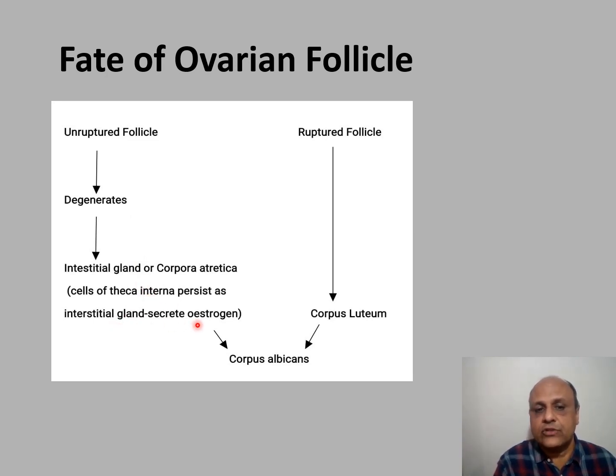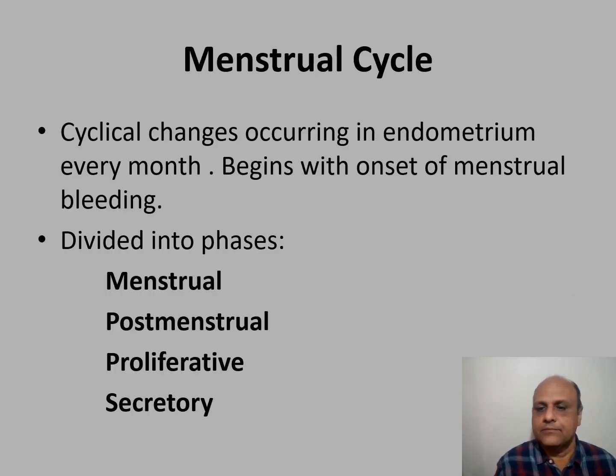They secrete estrogen. So after degeneration, the unruptured follicle forms the corpora atretica or interstitial gland, and ultimately, whether it is unruptured follicle or ruptured follicle, finally the corpus albicans is formed. So that is the fate of the ovarian follicle. So that was about the ovarian cycle.